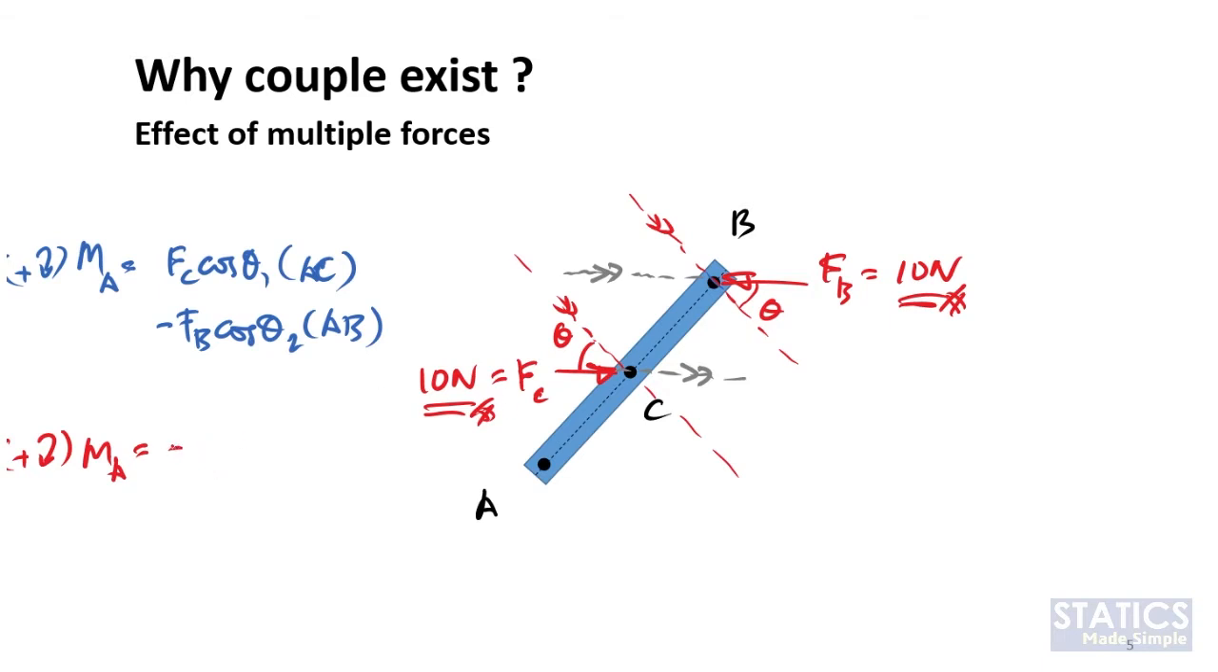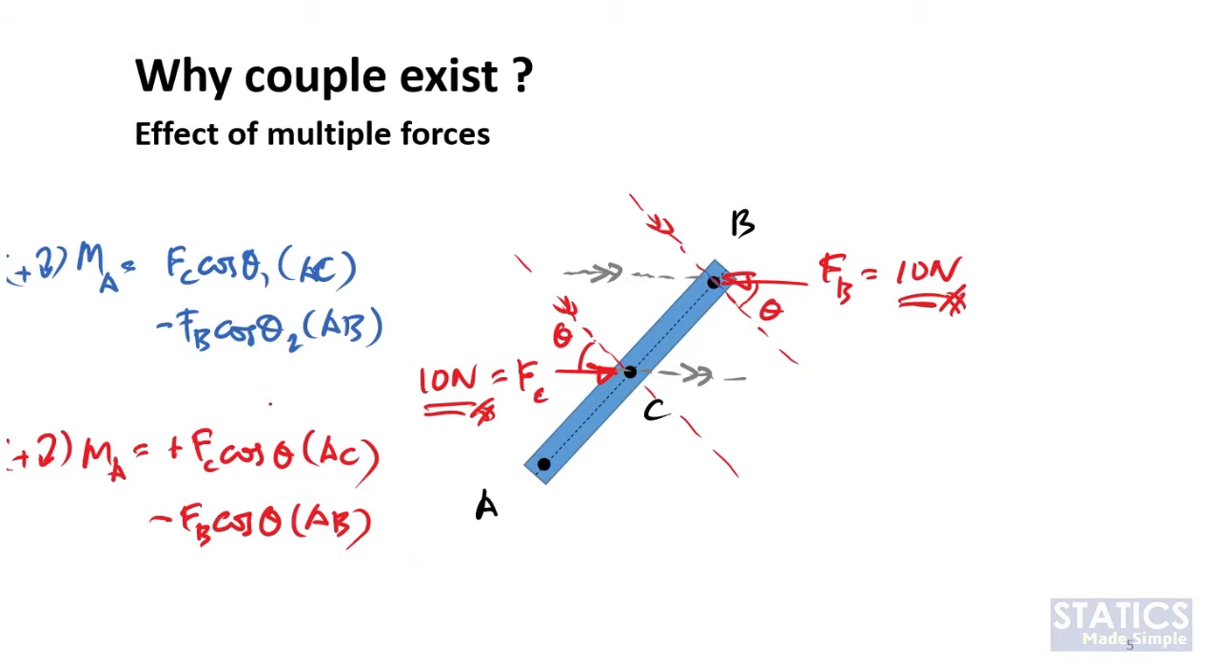At A, the moment will be equal to, let's say I consider FC first. So plus FC cos theta times AC, minus FB cos theta times AB, right? This is what we have. Moment at A.